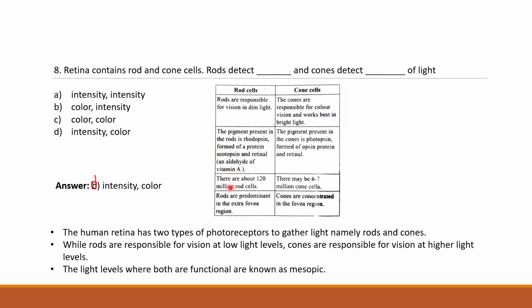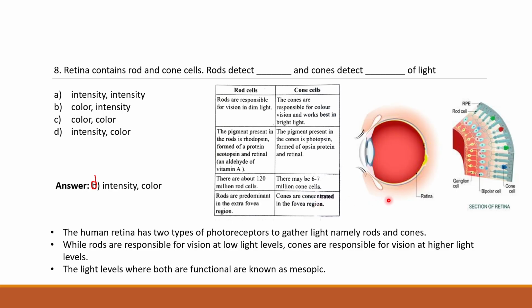Okay. There are about 120 million rod cells, and there may be some 6 to 7 million cone cells. Rods are predominant in the extrafovea region, and cones are concentrated in the fovea region. So this fovea region is in your eye, where your cone cells are present, and the region that is outside your fovea region is your extrafovea region, where the rod cells are present.